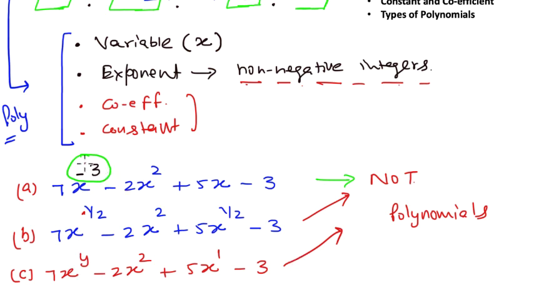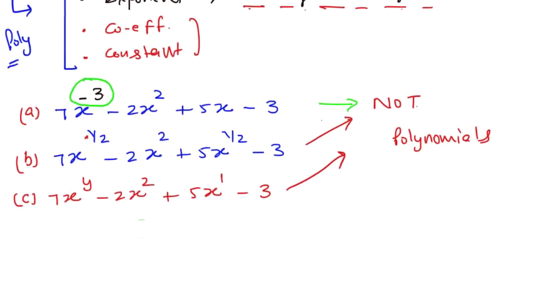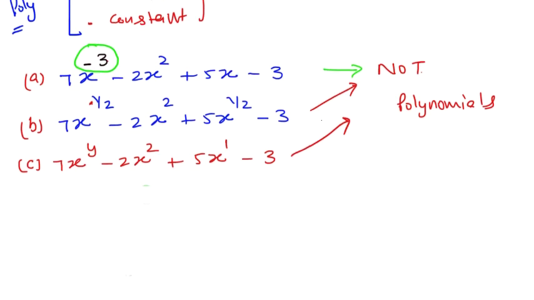So these three are very simple examples that will tell you how to differentiate between a polynomial versus non-polynomial, right? When you see negative integers or fractions or a power that is a variable, then you say that this is not a polynomial, as simple as that. So now we would like to learn a few more things in reference to polynomials.